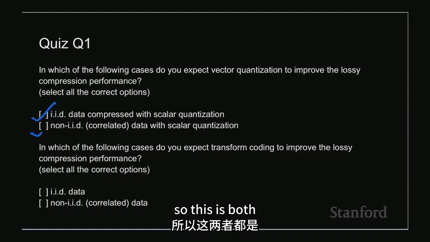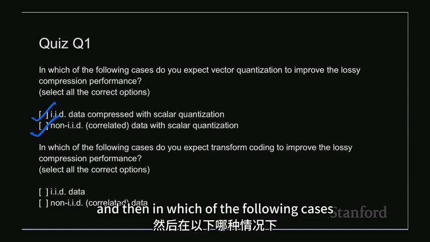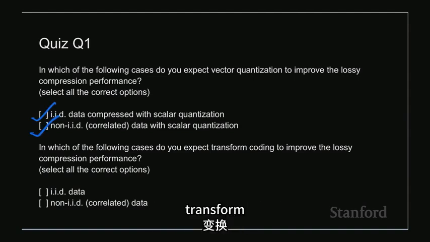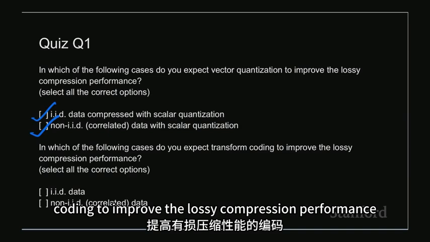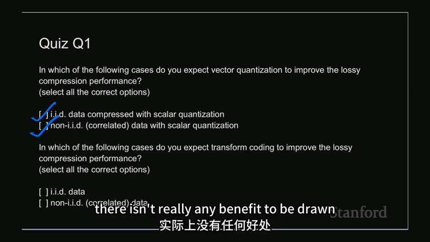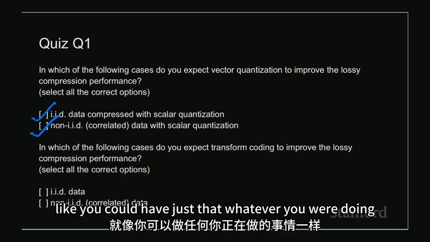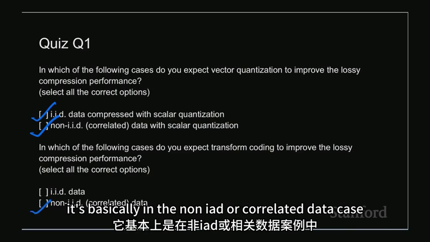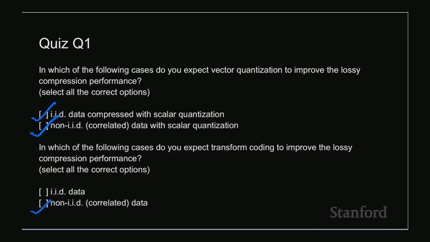So this is both. And then, in which of the following cases do you expect transform coding to improve the lossy compression performance? Again, we know that in the IID data case there isn't really any benefit to be drawn. You could have just done whatever you were doing. So it's basically in the non-IID or correlated data case. Okay.